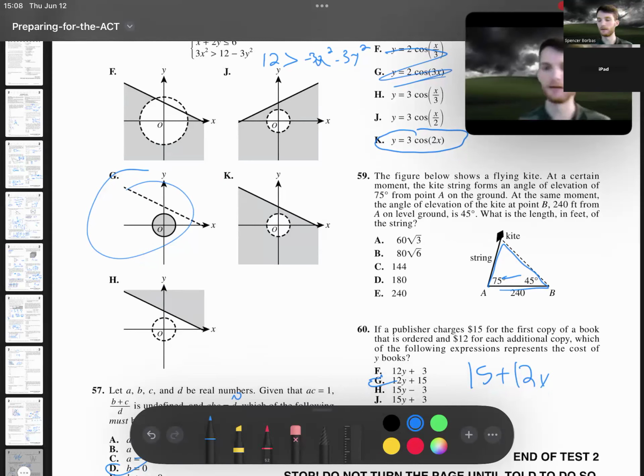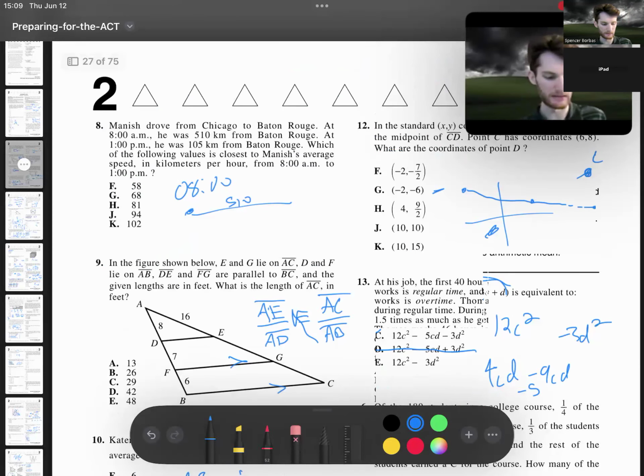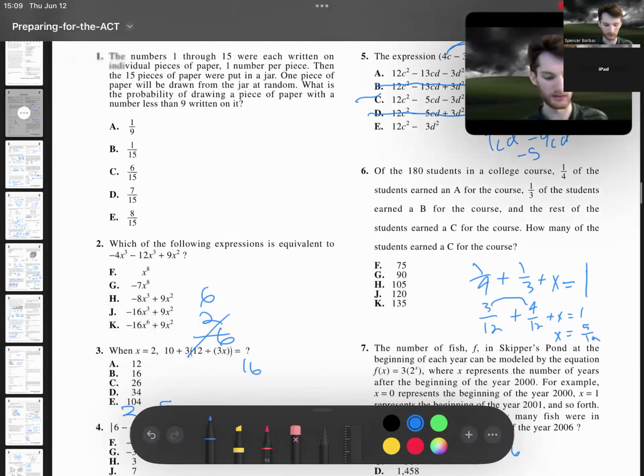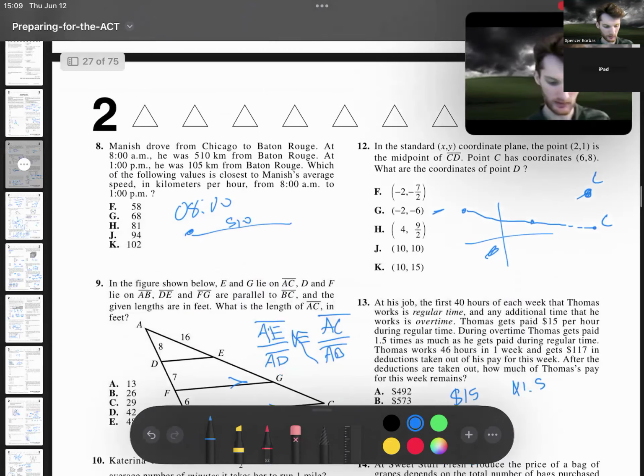All right. Now I have 4 minutes to go back to any questions I skipped. And I'm just going to use my intuition. All right. I have absolutely no idea what that's talking about. So I'm just going to go with B. Question 8. You know what? I'll just estimate it's H.